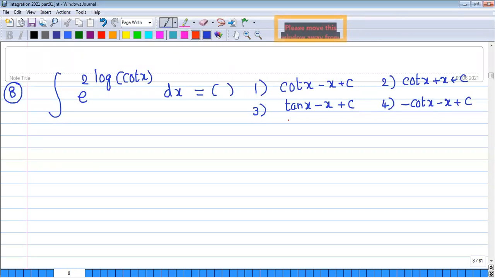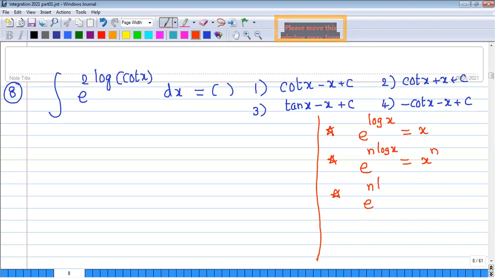So let me discuss the concept basically. What concept needs to be discussed here: e to the power of log x, you get x. Suppose e to the power of n log x is there, that we can write x to the power of n. And e to the power of n times log of f of x, for any function, that will be f of x to the power of n. See here, this is f of x, n is 2, cot x whole square. You will be getting cot square x.